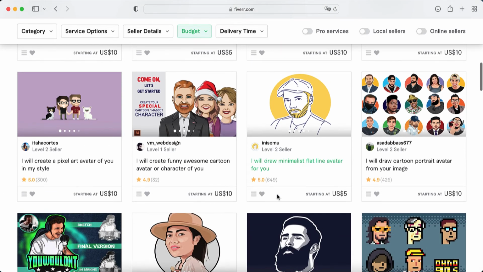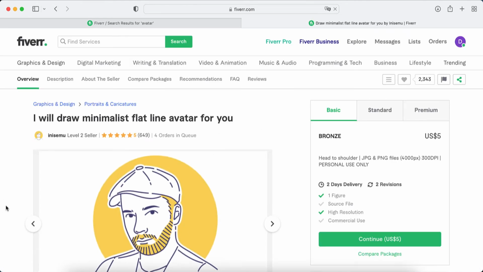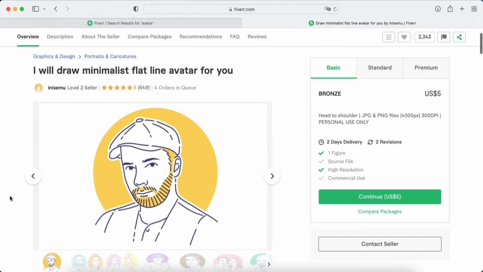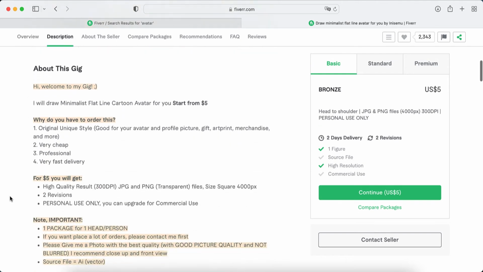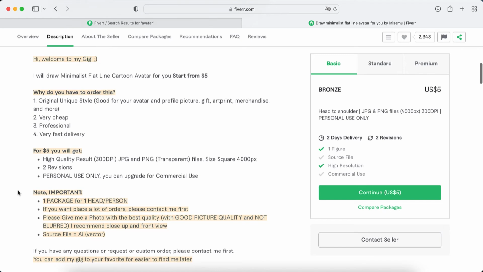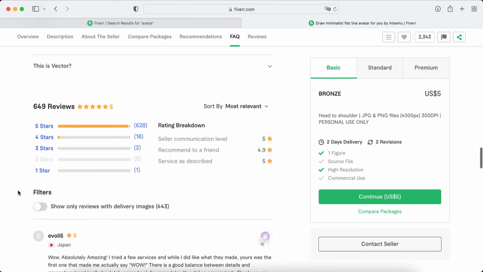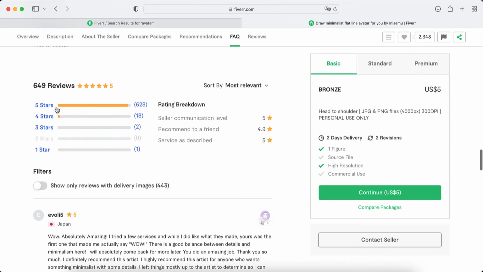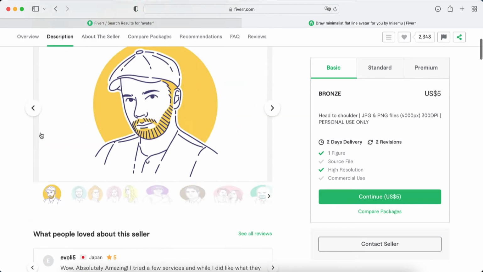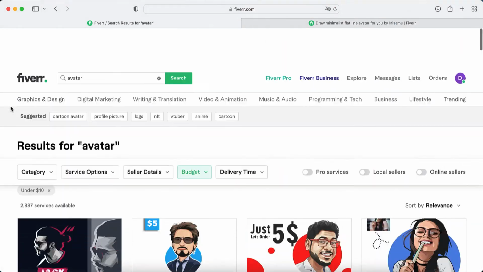And the one I picked was this one over here, Inisumu. I'm not sure if I'm pronouncing that right, but there we go. So I clicked on this one, and this is the one I went with. Before I ordered, I actually read everything and what they actually provide. Make sure you have a read of their reviews as well. Overwhelmingly 4 or 5 star reviews, so I went with this one. I dropped the guy a message, and we had a very short back and forth, and I got the goods. So that was for the 2D avatar.